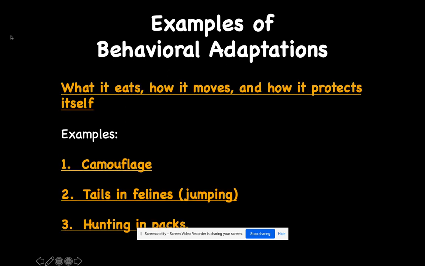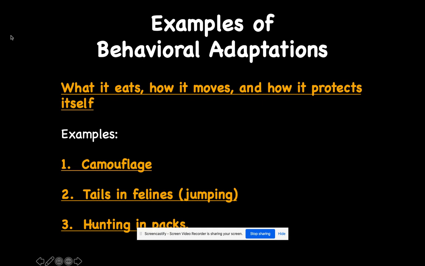Some examples of behavioral, or maybe what does that animal eat? How does that animal move? Does it slither? Does it have 2 feet? Does it swim? And how does it protect itself? Some examples of behavioral adaptations, so that's on how they behave or respond.